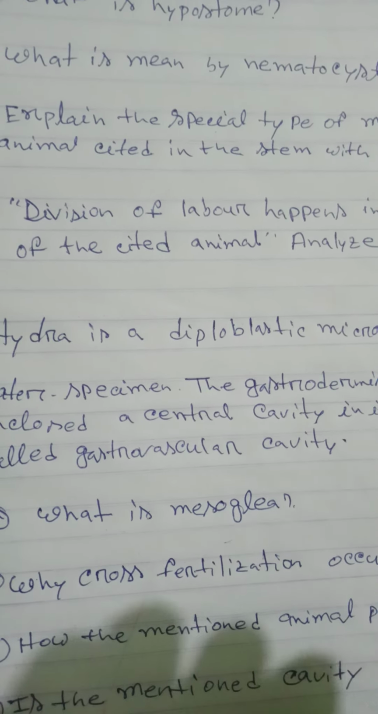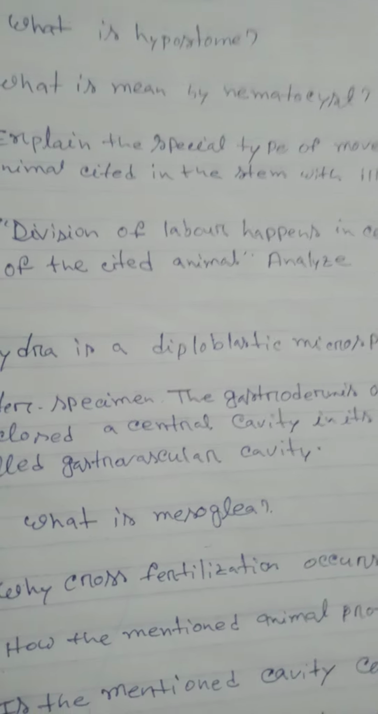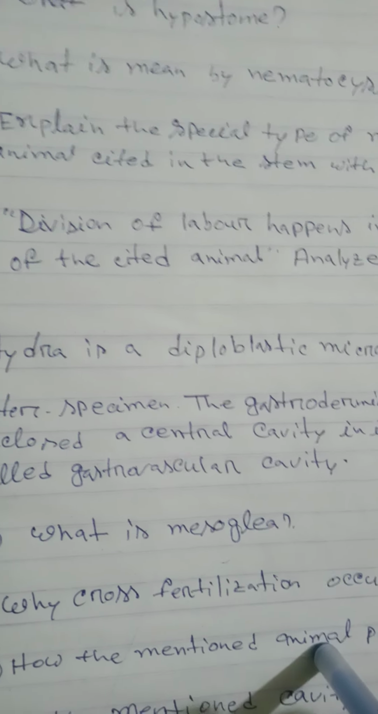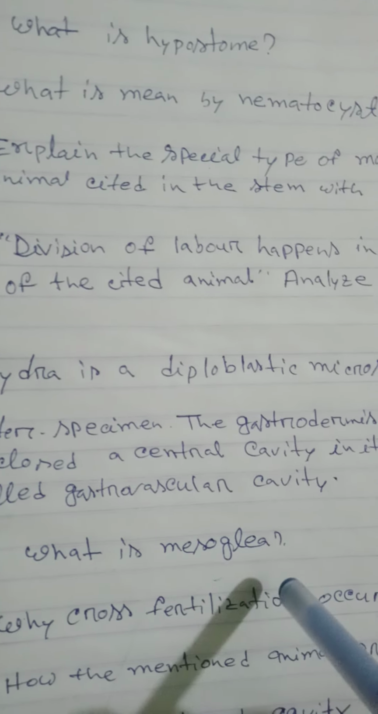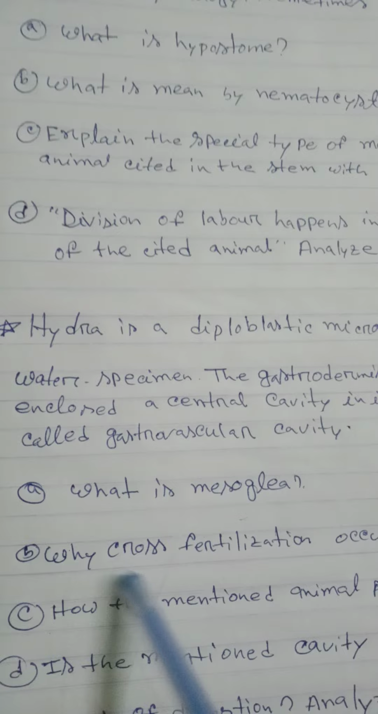Mesoglea is a gelatinous substance between the ectoderm and endoderm of sponges or coelenterates. Why does cross-fertilization occur in Hydra?